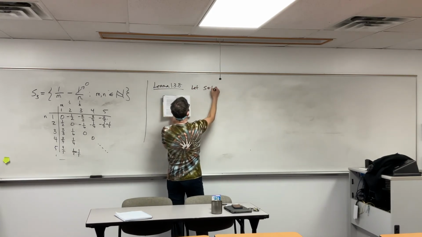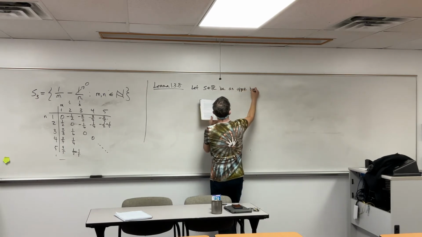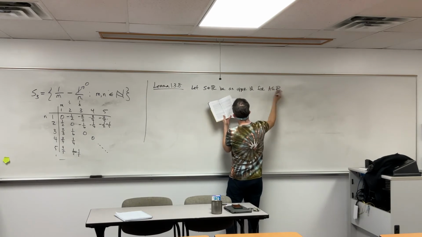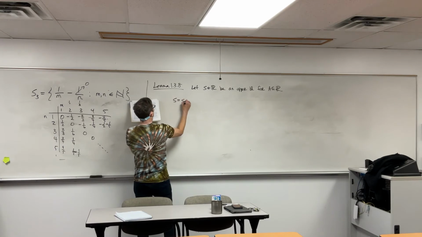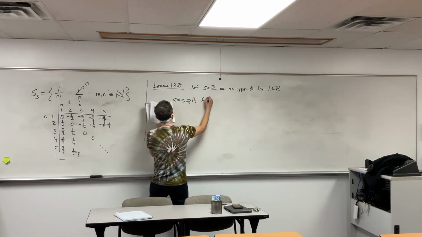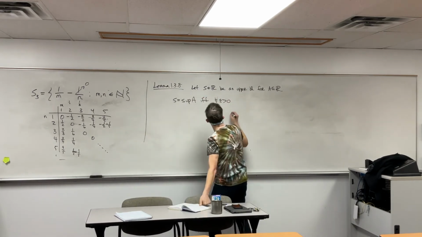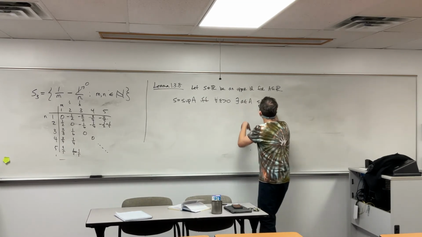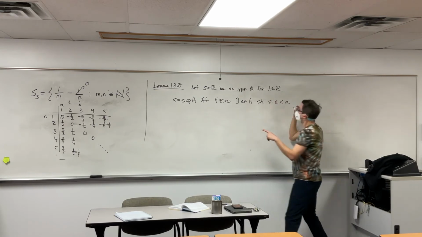Let S be an upper bound for a set A. Then the supremum is S if and only if for all epsilon greater than 0, there exists an element of the set A that is to the right of S minus epsilon.